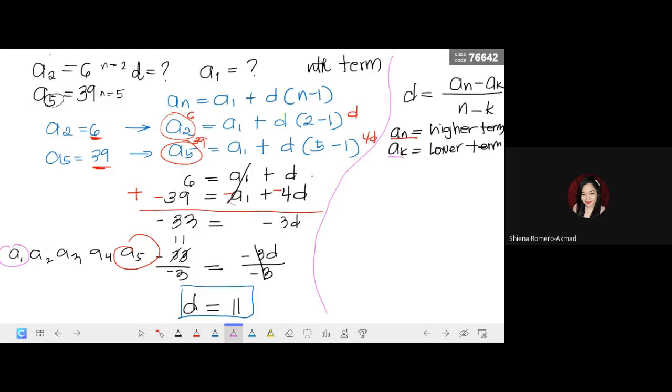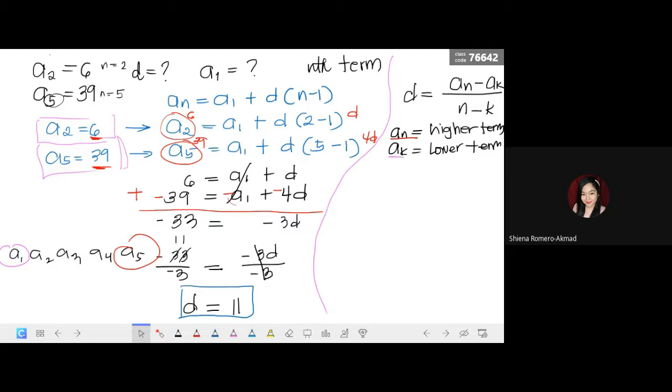Malinaw? So dito sa dalawa, since we have A sub 2, which is 6, and A sub 5, which is 39, which of the two is the higher term? Is it A sub 2 or A sub 5? You can type your answer sa ating in-call messages.